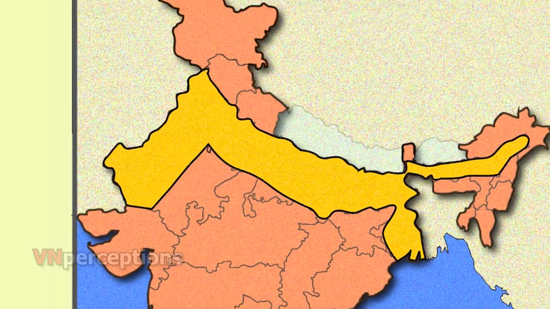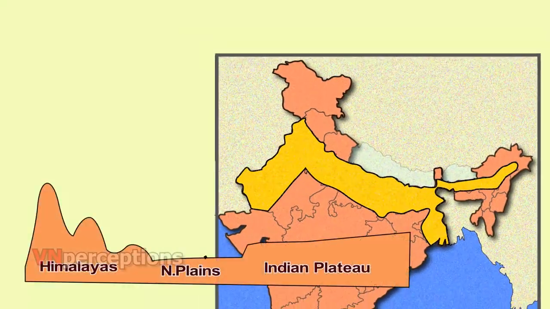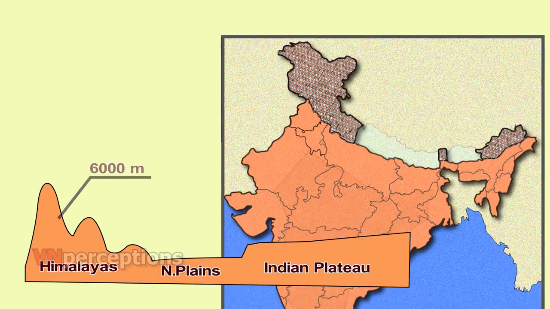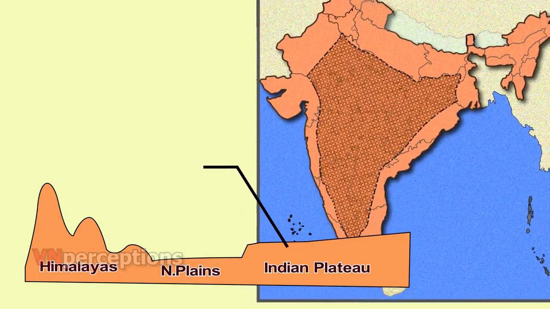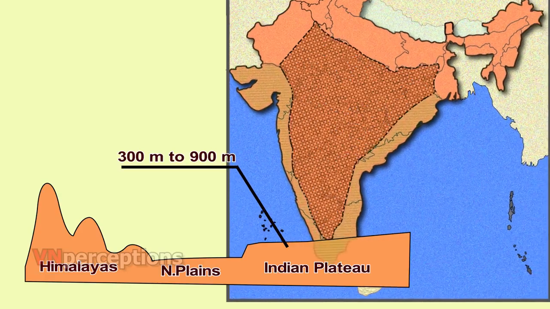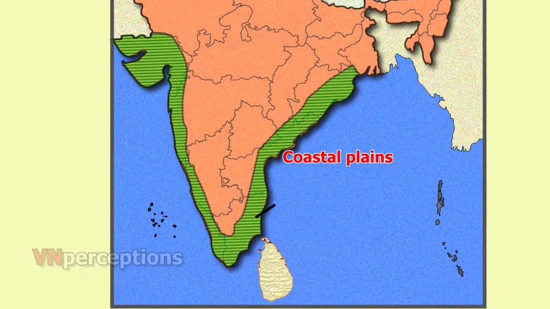The North Indian Plain has an average elevation of 150 meters, whereas in the Himalayas, the average height is 6,000 meters. The plateau region of India is between 300 to 900 meters, and in the coastal plains, the elevation varies between 5 to 30 meters.